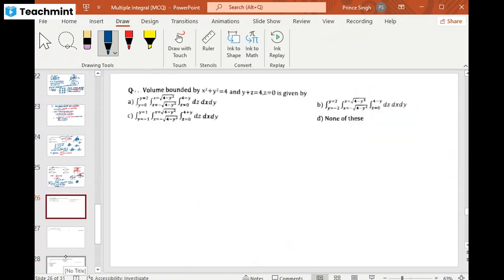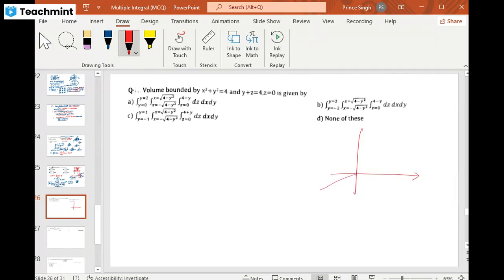Okay, now let us move to the next question. The next question is: volume bounded by the surfaces given by. In this case, we are given three surfaces, and we want to find out the volume bounded by them. Firstly, we need to draw a rough sketch of the surfaces.